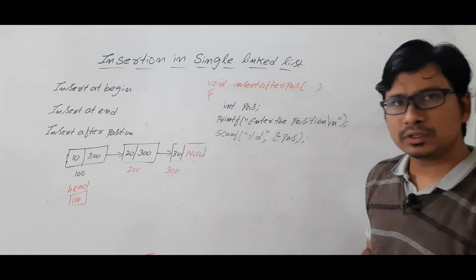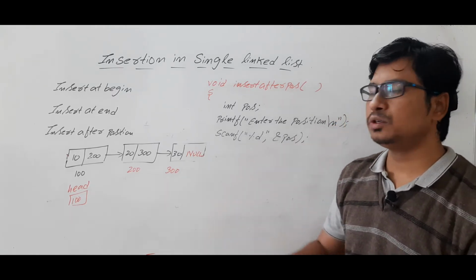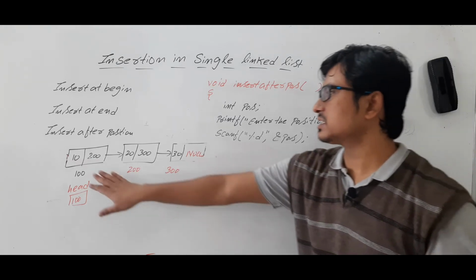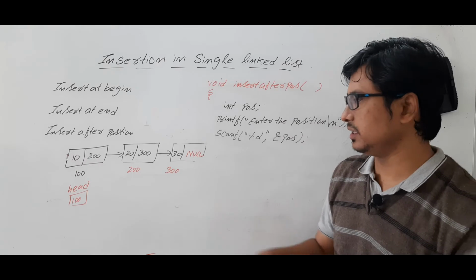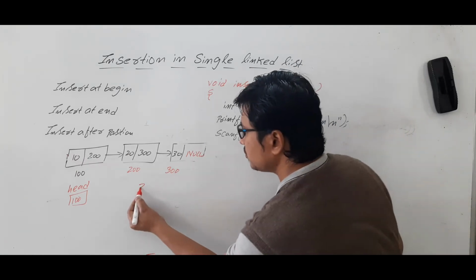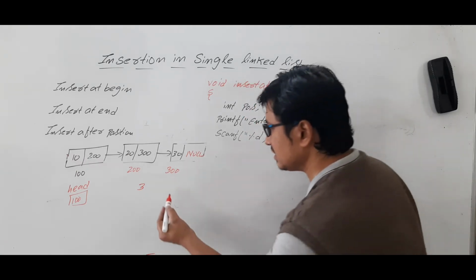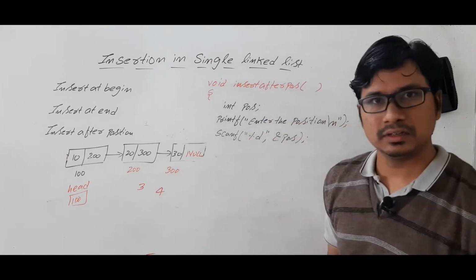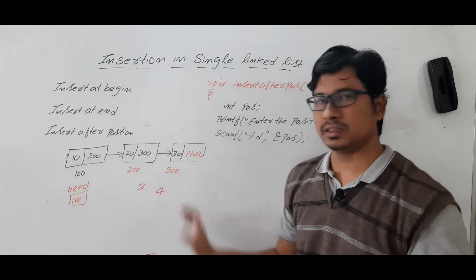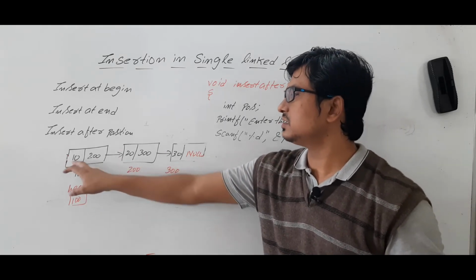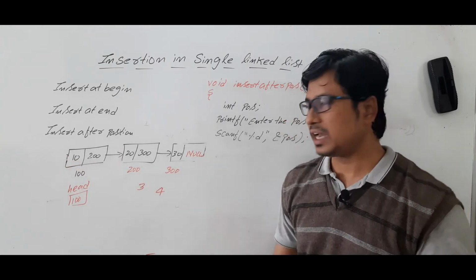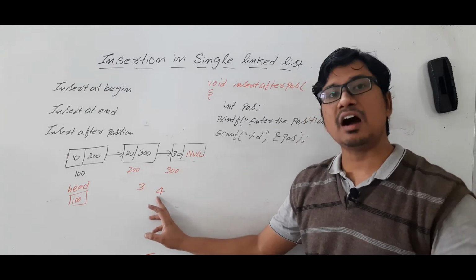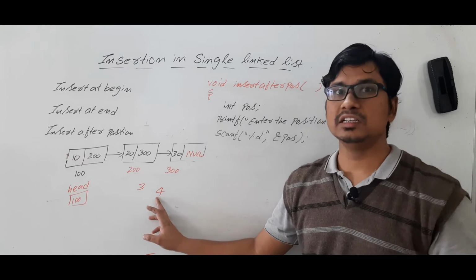Now, whatever position the user has entered, you need to check whether it is valid or not. What is meant by valid? Suppose, how many nodes are there in this linked list? 3 nodes. Suppose the user has asked you to insert a new node after the 4th position. Look here, only 3 nodes are there. If he says insert after the first node, then it is valid. After the second node, valid. After the third node, valid. But if he is saying after the 4th node, then it is invalid.